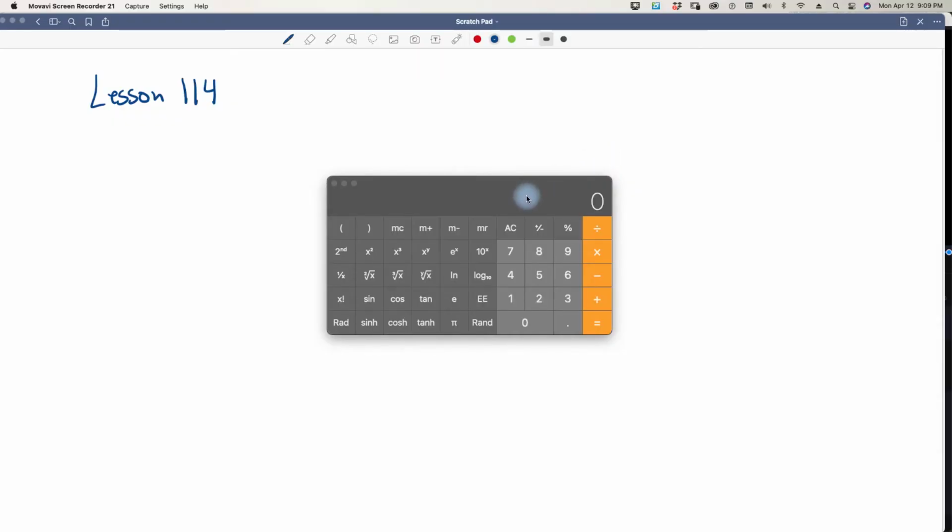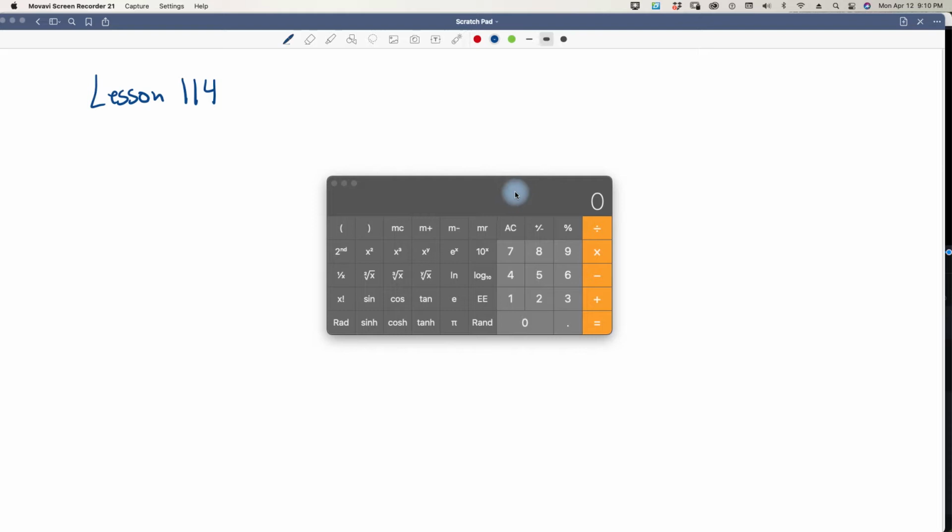Lesson 114, the exponential key. There comes a point in algebra when you really just need to use a calculator. And one of those points is the exponential key. What that's going to do for you is solve problems that have big exponents.